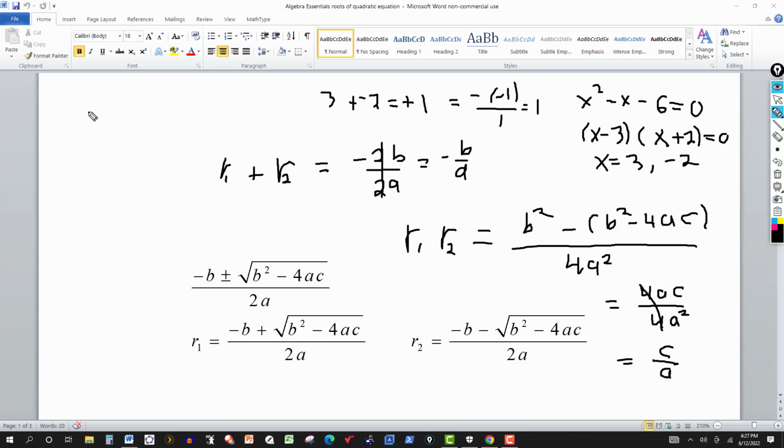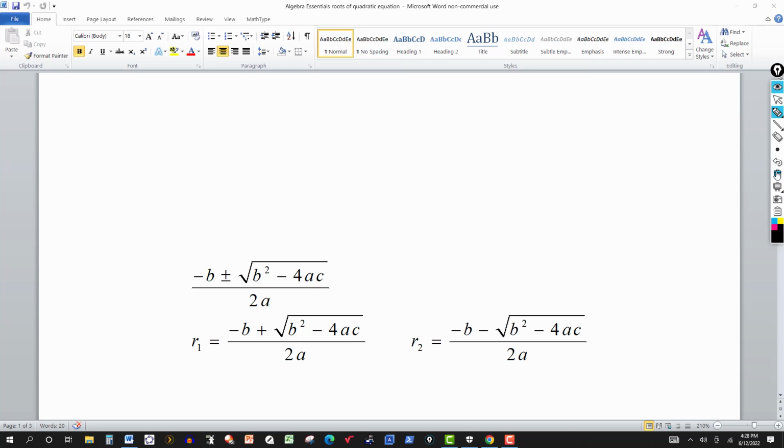And then it says the product of the roots. So if I take 3 times negative 2, this of course is negative 6. And that's supposed to be the same thing as c over a. In this case, c is negative 6 and a is 1, so that comes out to negative 6.